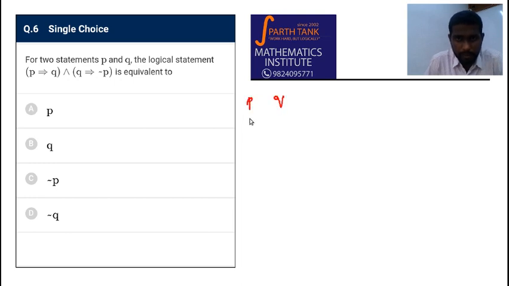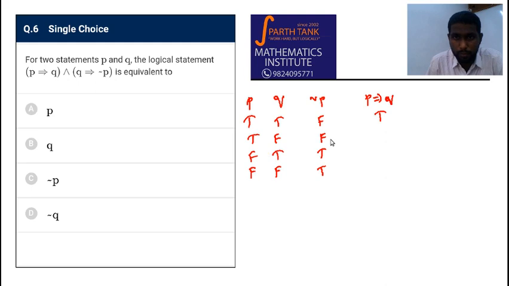So P and Q, right? So true, true, true, false, false, true, false, false. And then let us just write not P also here. That will help us later. So let this be false, false, true, true. Okay. First thing is P implies Q. If P implies Q, true and true is true, true and false is false. These are true. Now what about Q implies not P? Q implies not P. True implies false is false. False. This is true. This is true, and the last one is also true.